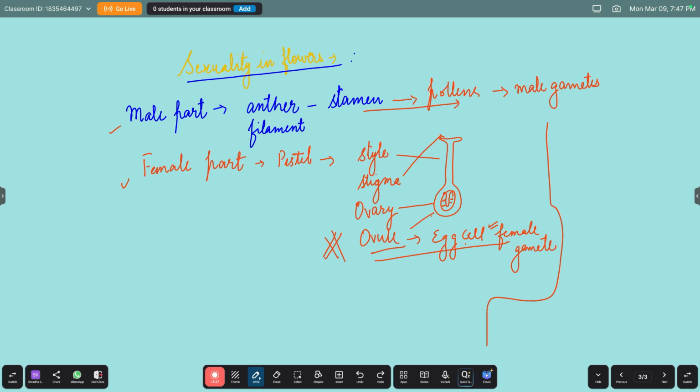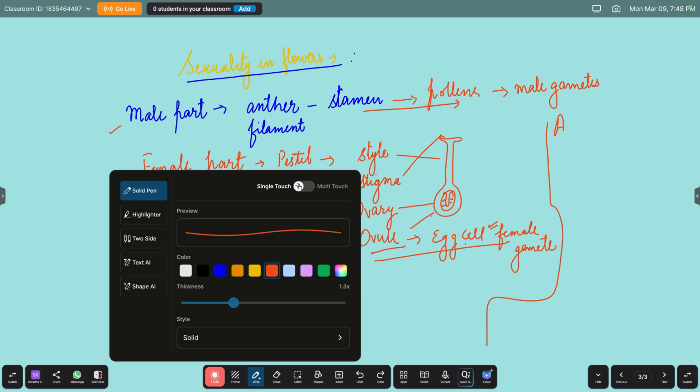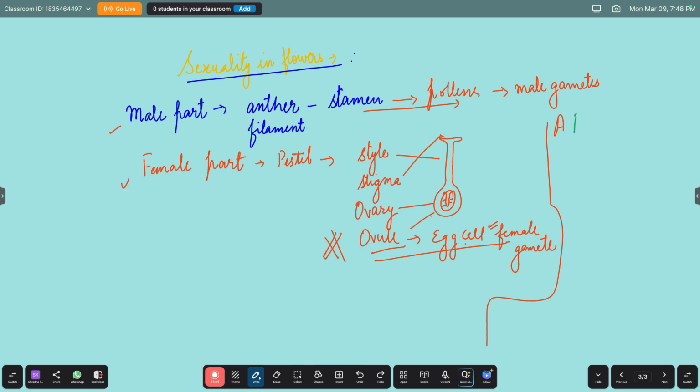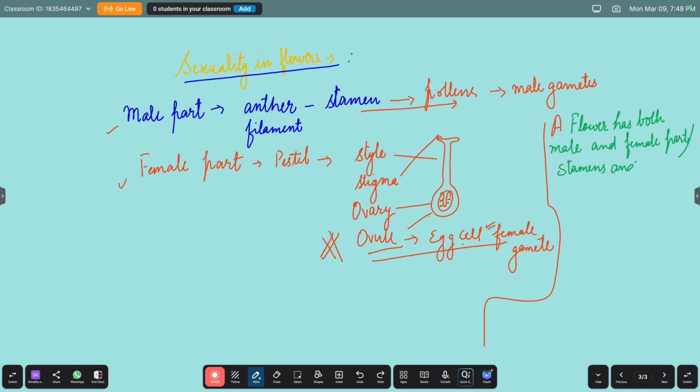Now another thing: if a flower has both male and female parts, or we can say both stamens and carpel, it is called a bisexual flower. Bi means two, meaning both the parts are present.